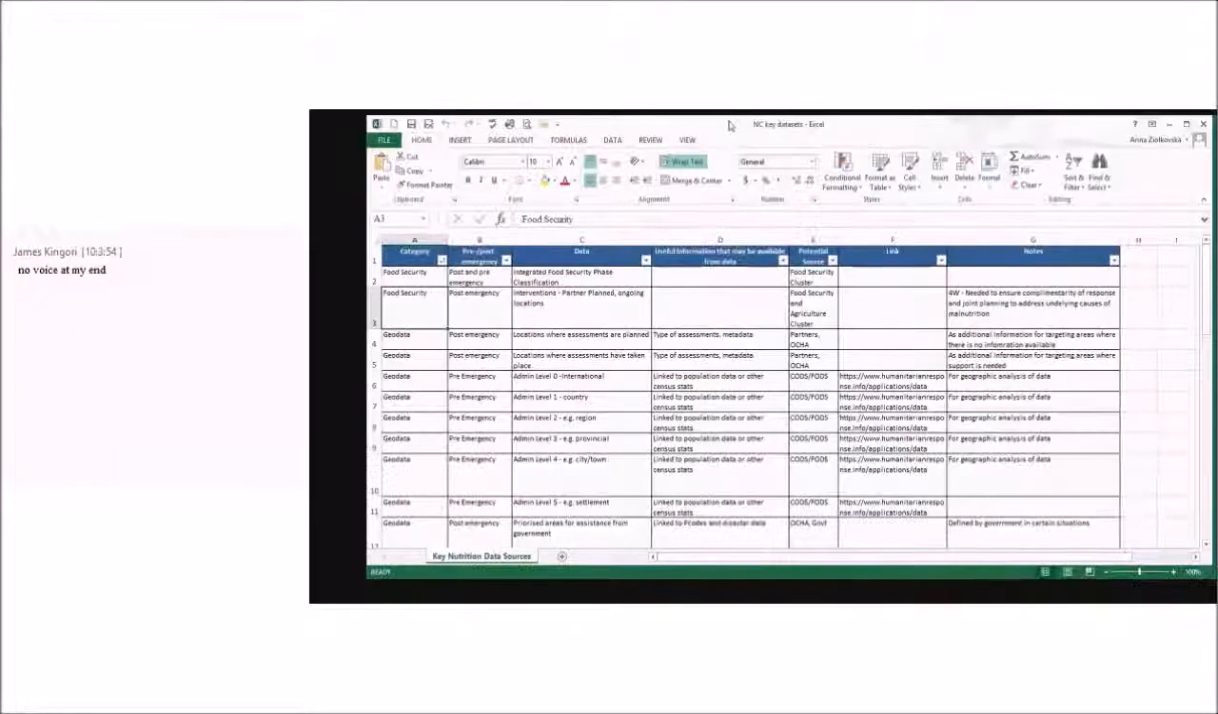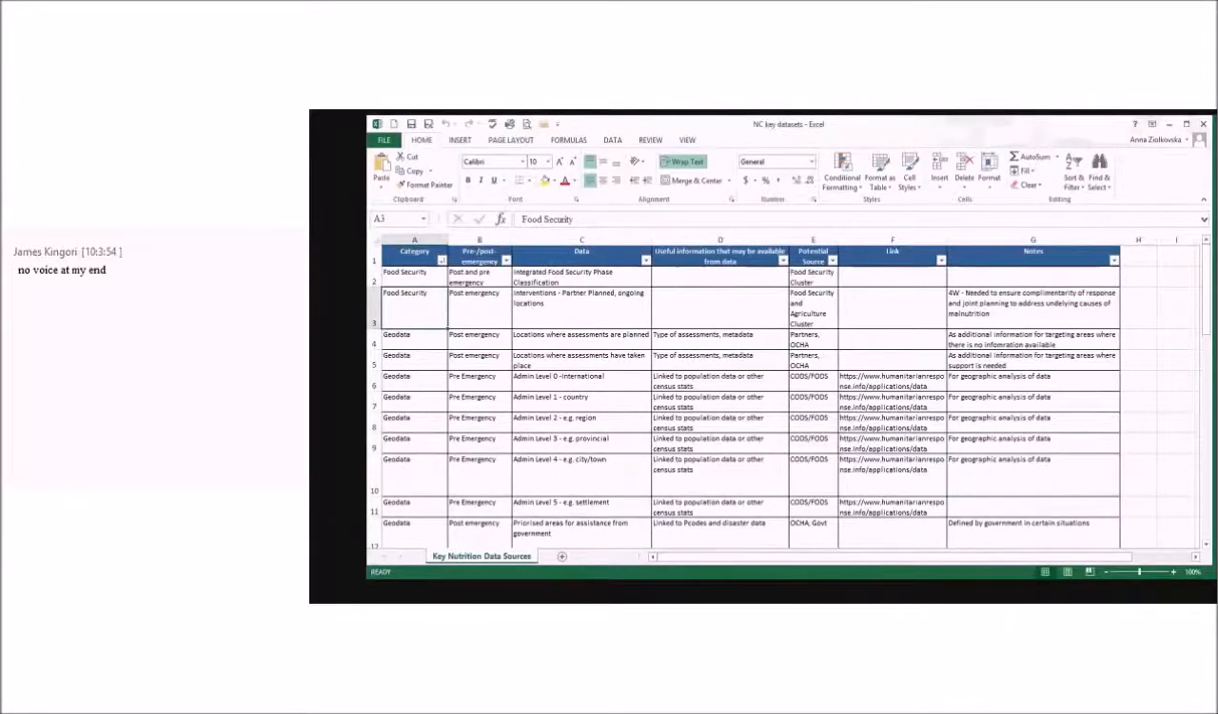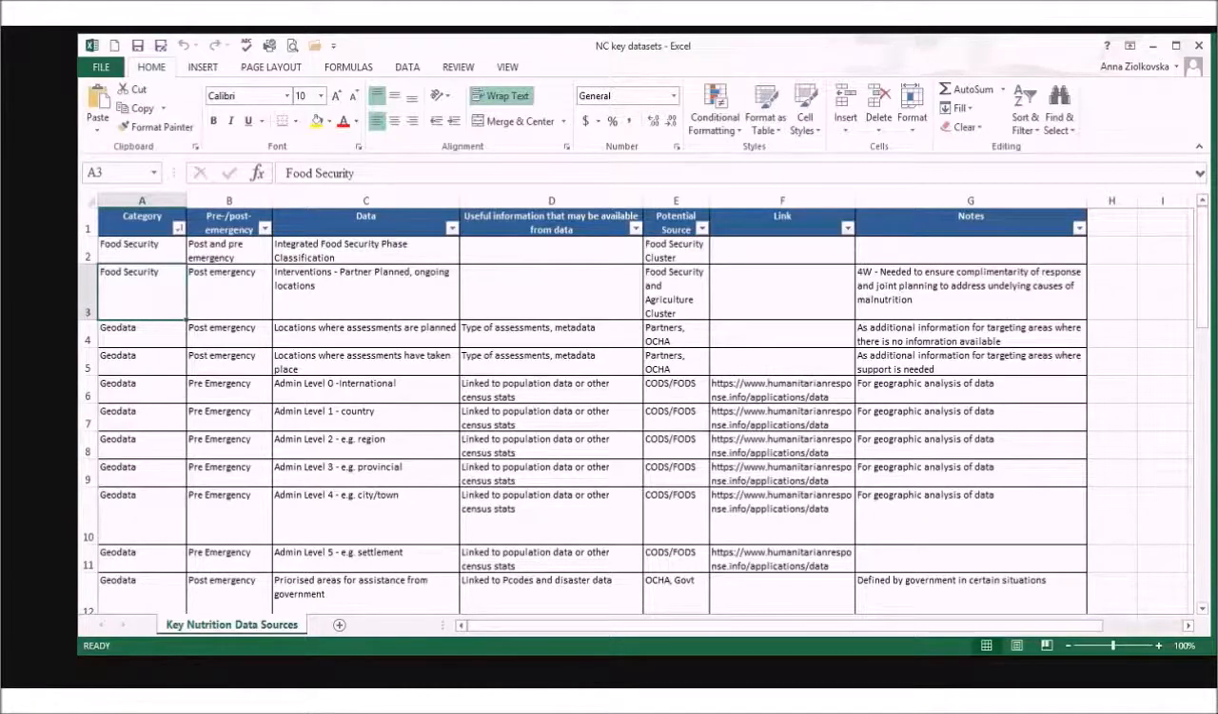The tool is not all the possible data sets that you might have in the nutrition cluster. However, we tried to put here the main key data sets which you should be aware of and you should collect from different sources. As this is the first version, we would be very happy to hear your feedback if you think that we didn't include something here, and we can add it anytime to these key data sets.